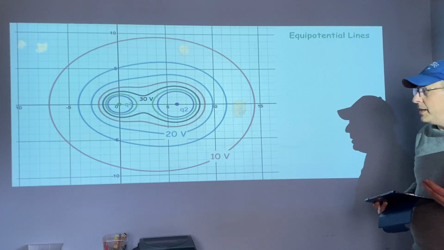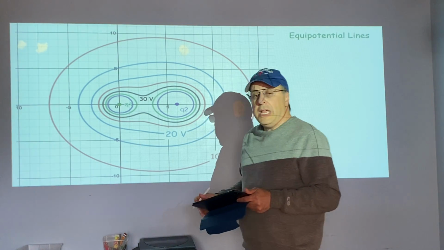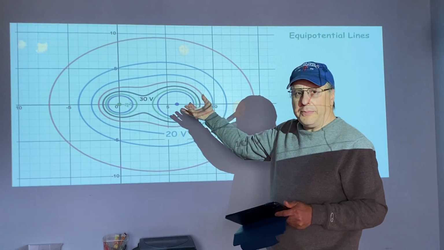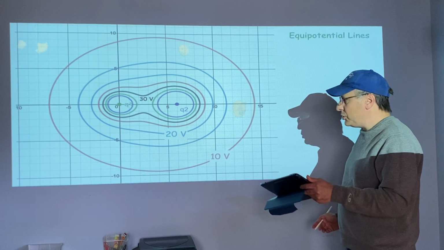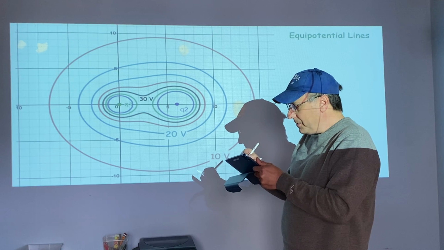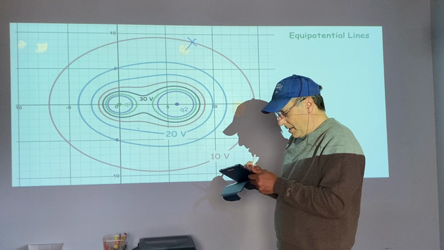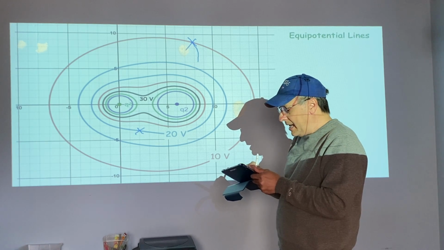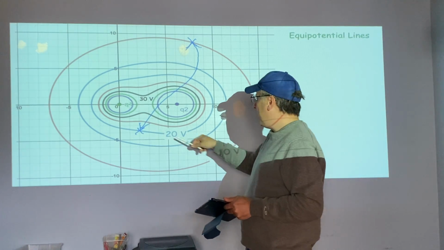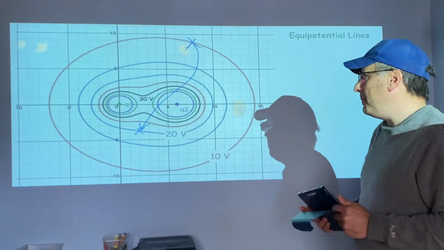Here is where things really become important. When you have multiple charges, your equipotential lines are no longer circles. They take on these strange shapes. And these strange shapes make it super easy, because if I had a third charge that I took from here, let's say, to here, and I wanted to know how much energy it took to move from place to place, I could just say, well, I started at 10, I ended at 20, so it was a change of 10. 10 joules for every coulomb that I moved.